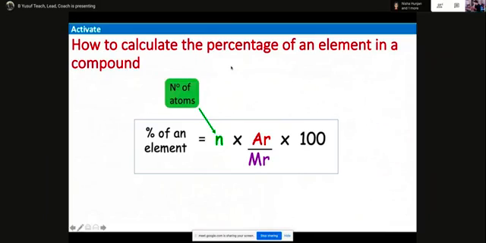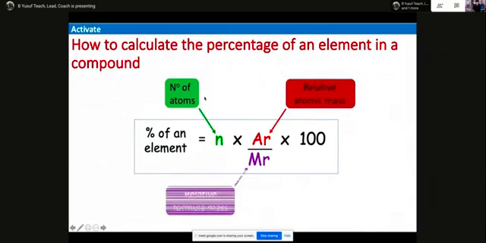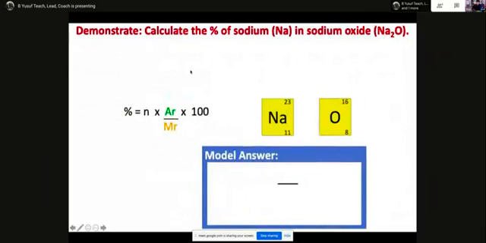Right. So N tells you a number of atoms. Again, we look at it in the context and what that actually means. So this is a little bit, forgive the PowerPoint layout, it's a little bit strange. So we're going to look at calculating the percentage of sodium, Na, in this compound, sodium oxide, Na2O.